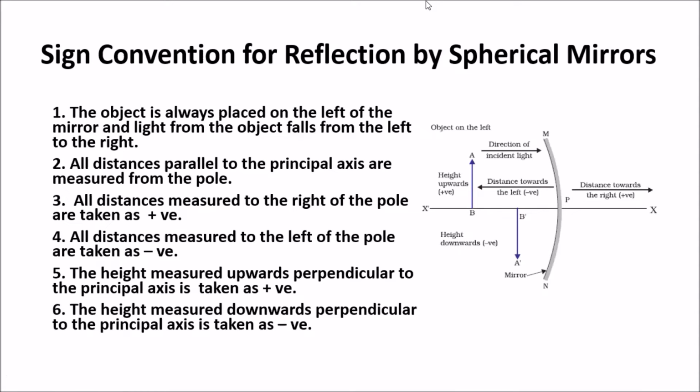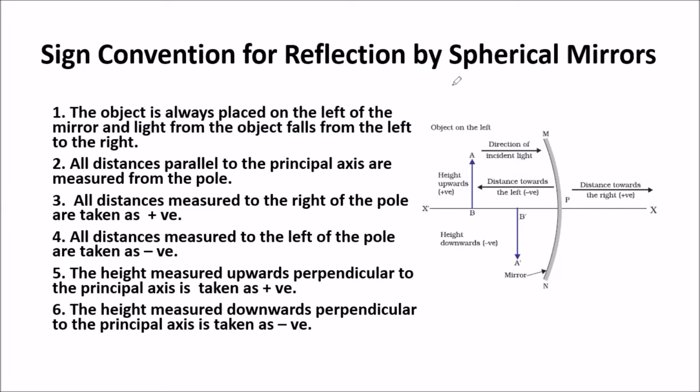So as we are seeing it here, the first rule is that the object is always placed on the left of the mirror and the light from the object falls from the left to the right. So you can see the object is kept on the left and light is falling from left to right.